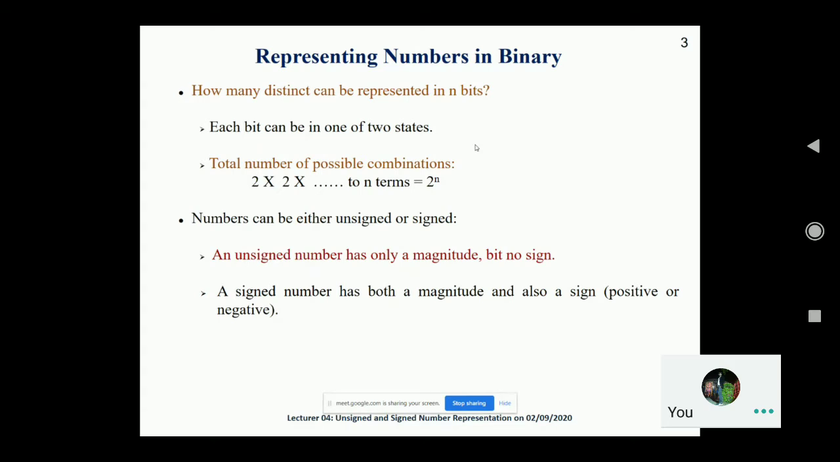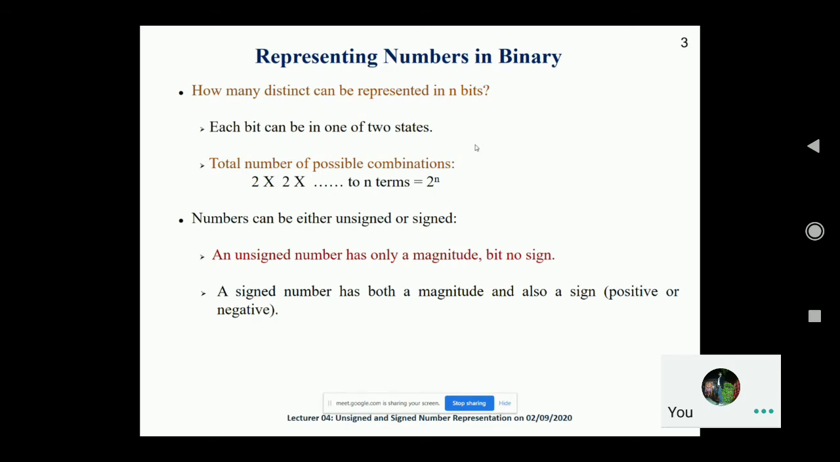Now I'm asking one question to all of you. Conceptually, suppose n-bit binary numbers are there. How many distinct values can be represented in n bits? Suppose I have 3 bits. How many sequences are possible in 3 bits? Can anyone tell me? Regular student, backlog student, anyone? Sir, 8.